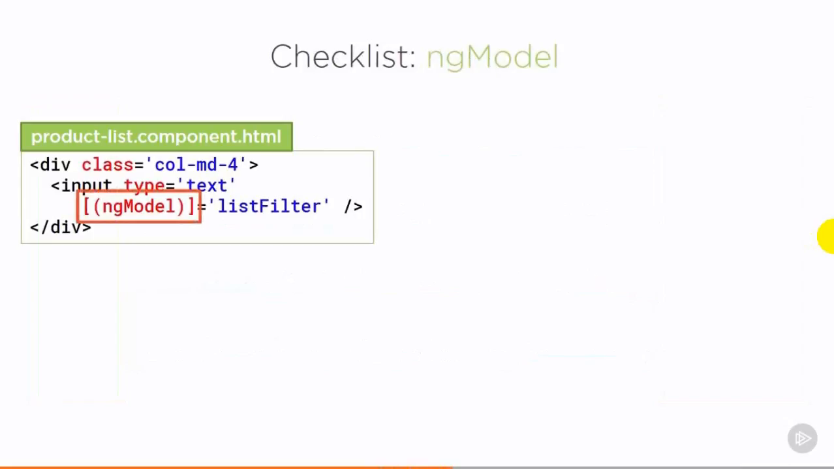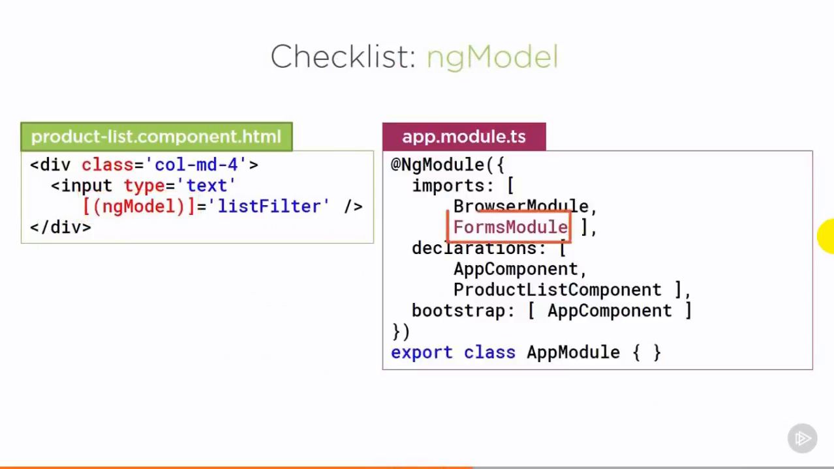Here are some things to remember when using ngModel. Define ngModel within the banana-in-a-box for two-way binding. Be sure to add Forms module from the Angular Forms package to the imports array of an appropriate Angular module, in this case, app module. This ensures that the ngModel directive is available to any template defined in a component associated with that module. We'll talk more about Angular modules later in this course.